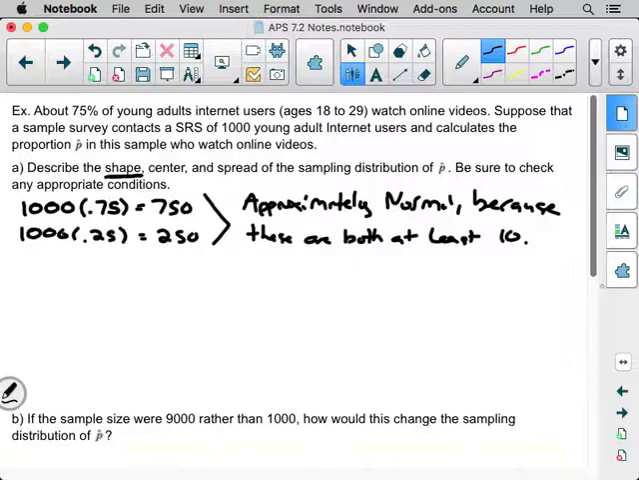So we did shape. Center: well, remember, the center of the sampling distribution should theoretically be wherever the population parameter is. Where's the population parameter? What did they tell us is the true percentage? The 75%, yeah. So if we're looking for the center, the mean of all those p hats, the center of this distribution, should just be at that 0.75.